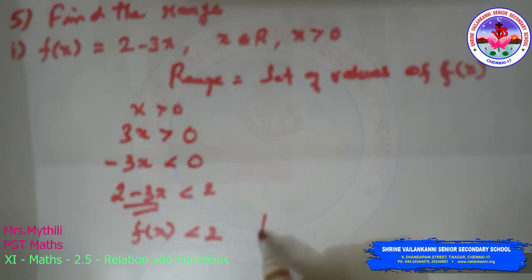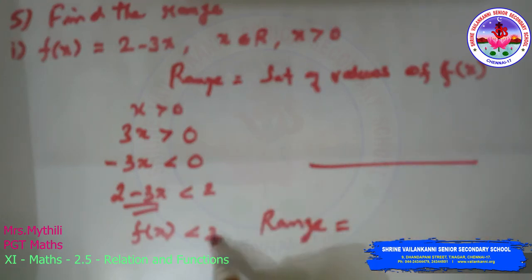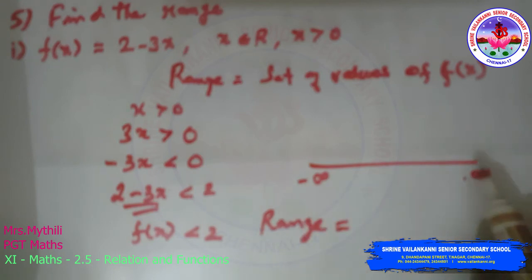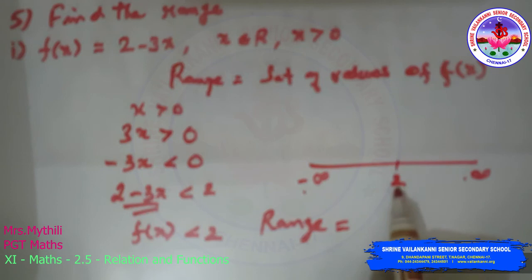Now we have to find range. So range will be, f of x is less than 2 means the number line will be minus infinity to plus infinity. So it's 2. So minus infinity to 2. Since f of x is less than 2, then range is minus infinity to 2, open interval.